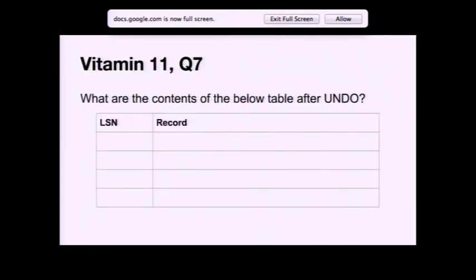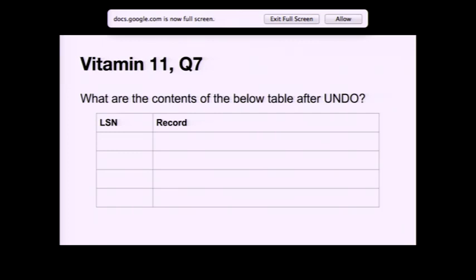Okay, I think this is the last slide. What are the contents of the table after undo? We'll see what we have to undo. We already saw earlier that we had transactions T1 and T2. T1 had already aborted, and we'd written an end record for that. This happened before we crashed. It happened after the checkpoint, but before the crash. And because of that, we're not going to be undoing it.